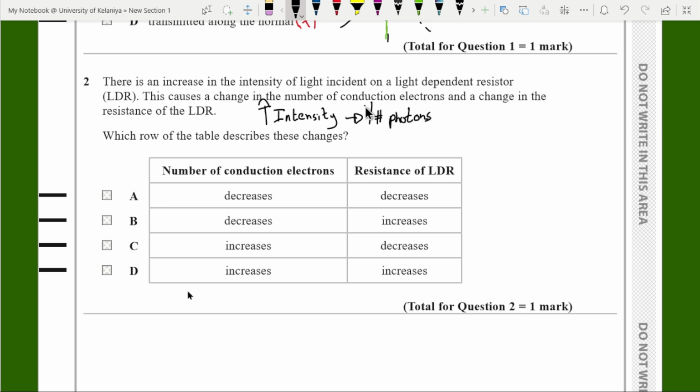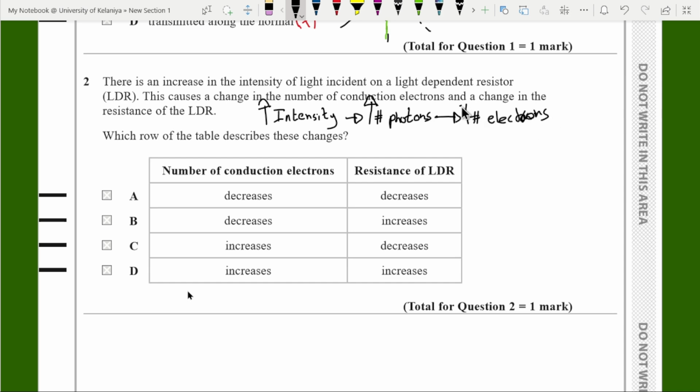will increase. Then they will collide with more electrons in the LDR. So this will increase the number of conduction electrons, because there were few photons in the beginning. Now they have increased the intensity. It will increase the number of photons per second. Then the photons will collide with the electrons in the LDR, and it will release more conduction electrons. So it will increase the number of electrons.